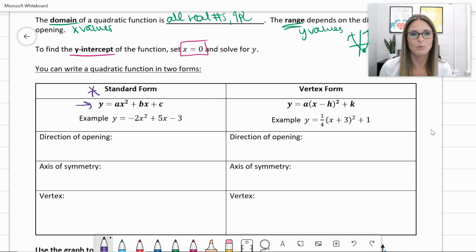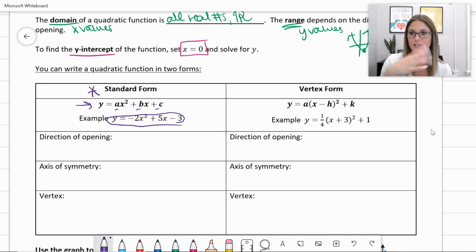It's y equals ax squared plus bx plus c, where a, b, and c are numbers. I gave you an example here of y equals negative 2x squared plus 5x minus 3. You don't have to have every term in order for it to be a quadratic or to be in standard form. You might not have, say, the 5x. It could be negative 2x squared minus 3, and it's still a quadratic in standard form.